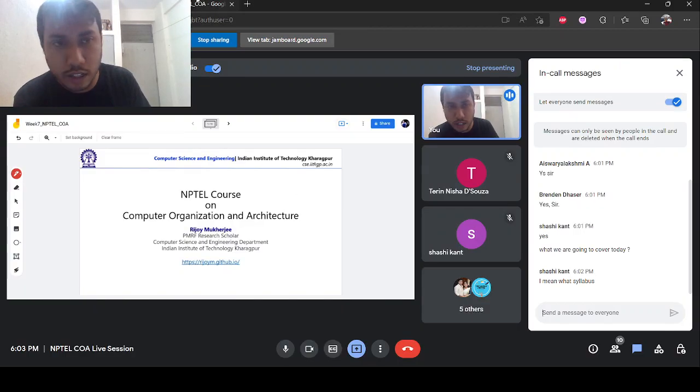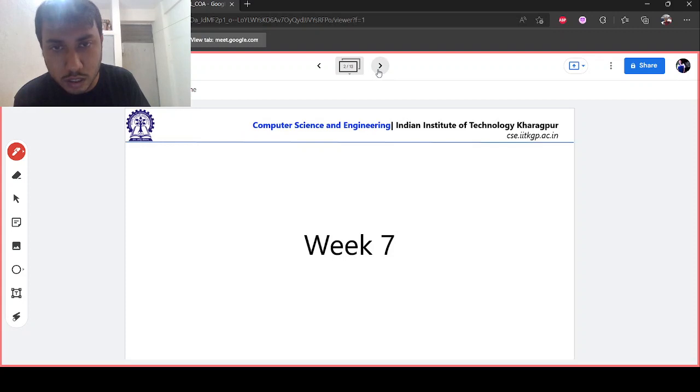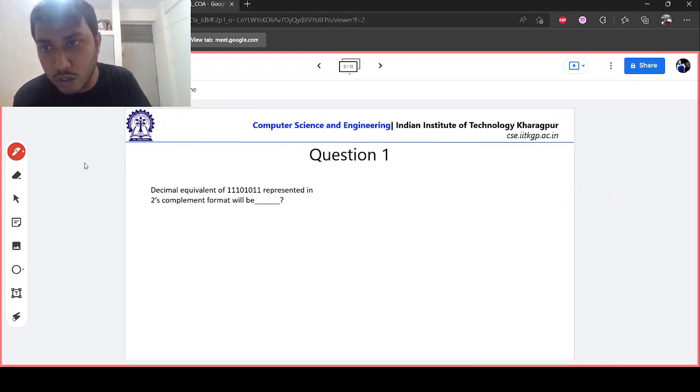So let's start. So this is the first question. What is the decimal equivalent of 111 101 011? So what is the decimal equivalent of this number that has been represented in 2's complement form?